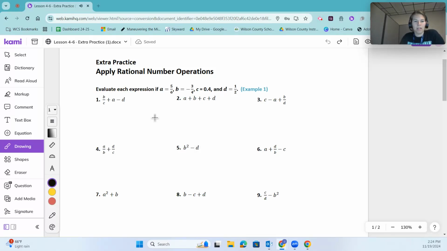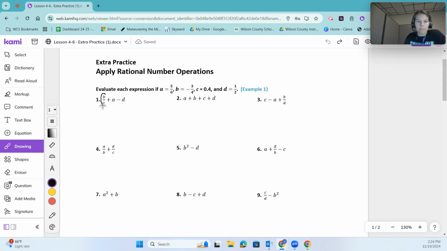Today we will be applying rational number operations. We are going to do a combination of addition, subtraction, multiplication, and division. In this first part we are going to evaluate expressions. Remember, when we are evaluating, we substitute the numbers that they give us into the expression.